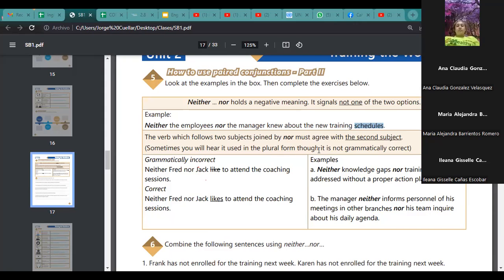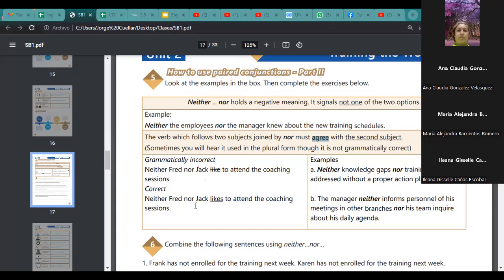What is to agree? To think the same way. To be on the same page, to have the same idea about something.